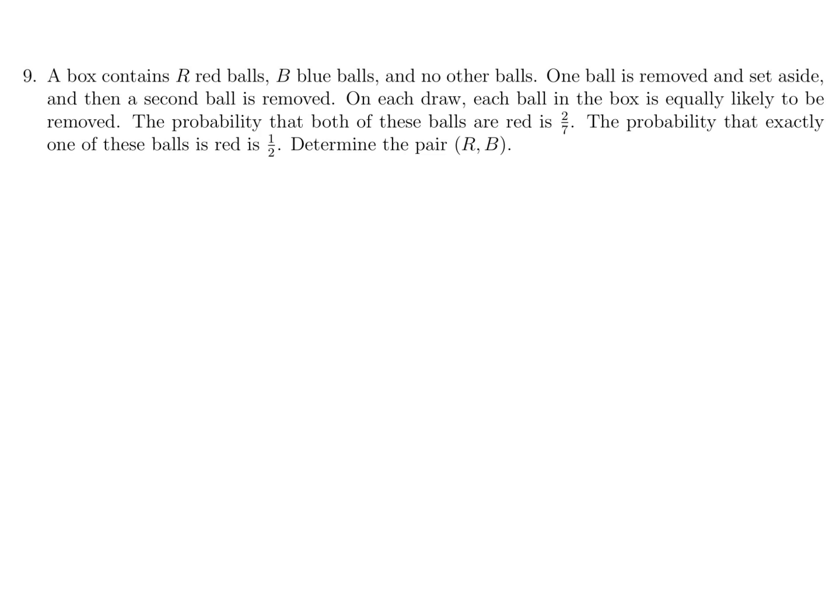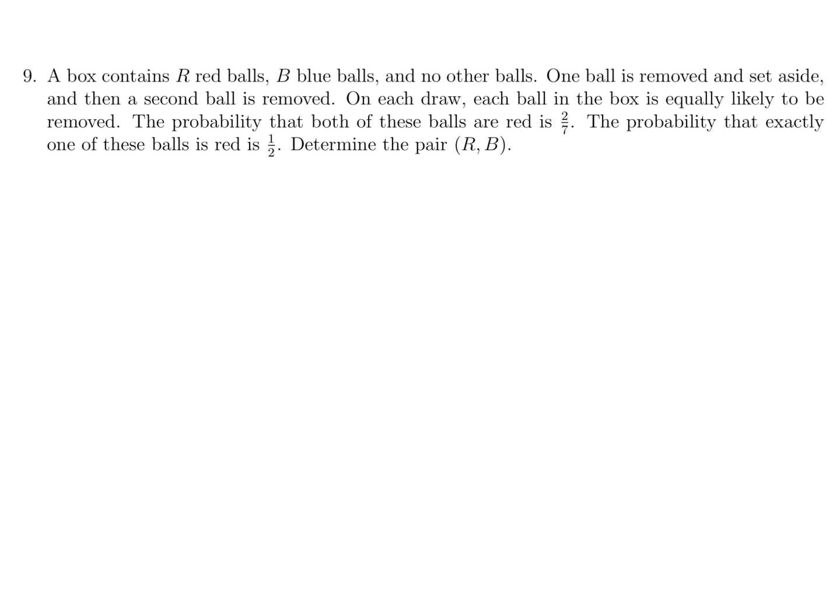A box contains R red balls, B blue balls, and no other balls. One ball is removed and set aside, and then a second ball is removed. On each draw, each ball in the box is equally likely to be removed. The probability that both of these balls are red is 2 over 7. The probability that exactly one of these balls is red is 1/2.